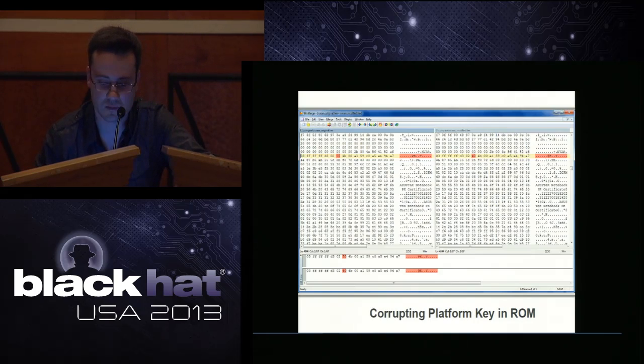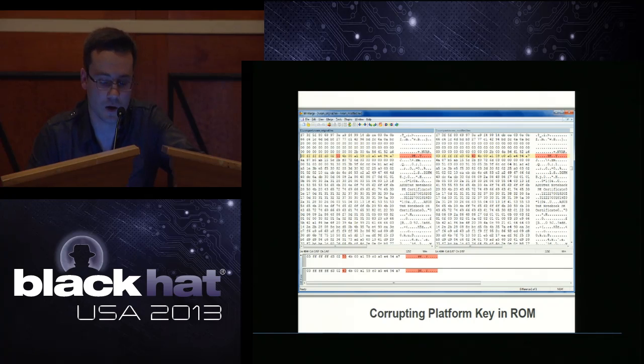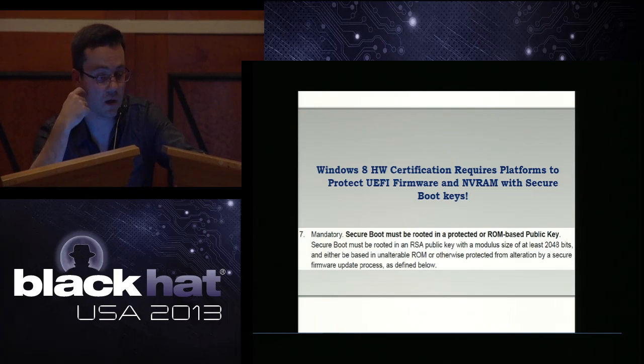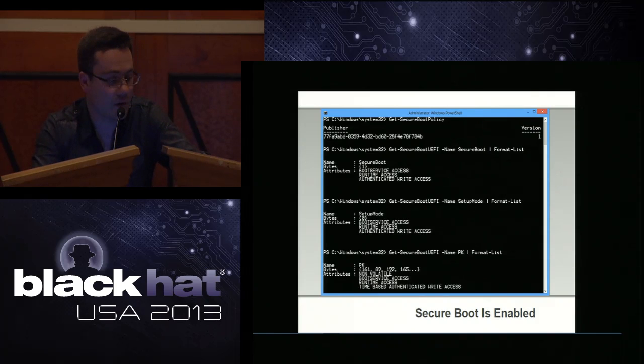So it's pretty simple. You can see on the left side the platform key for that ASUS system, and on the right side is the same platform key, but we just corrupted the name, with 1 bit. We changed the PK name to @key. And again, the Windows 8 certification requirement states that secure boot must be rooted in a protected ROM or ROM-based platform key. Well, obviously it's not true.